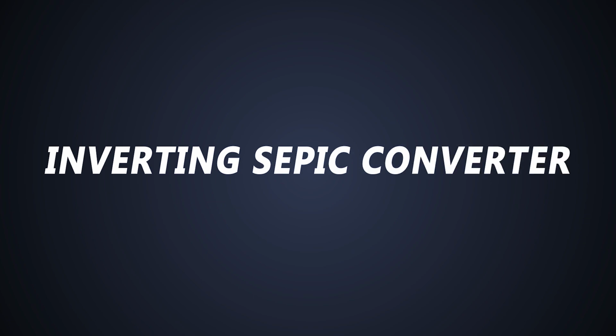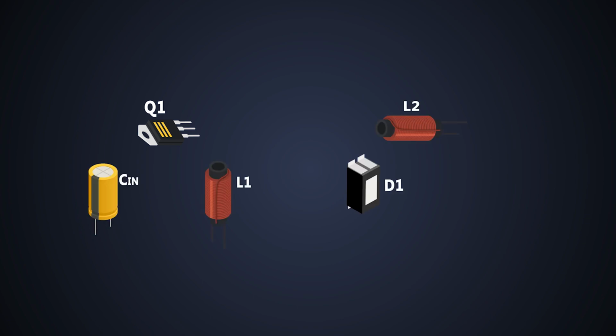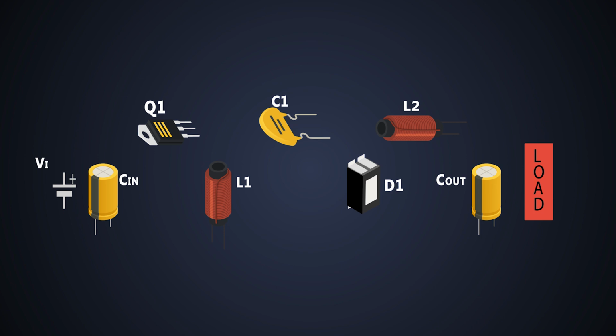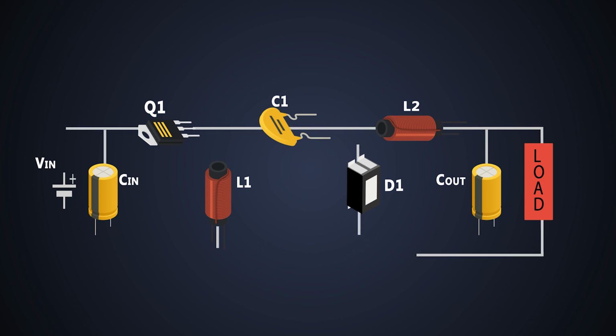The Zeta converter is also known as an inverting SEPIC converter. It is made of a MOSFET, or we can say an active switch, a diode, two inductors, an input capacitor, output capacitor, and a series capacitor. The construction of this converter is like this.